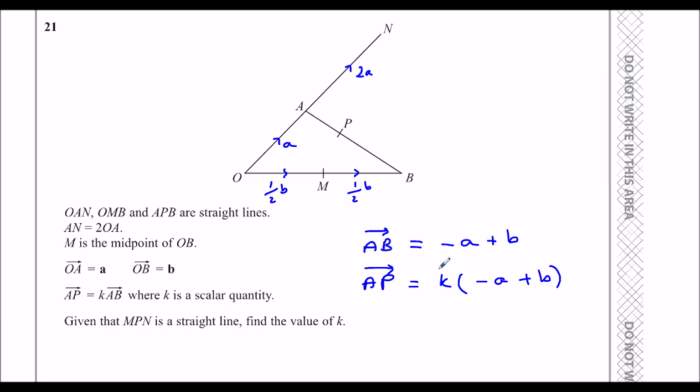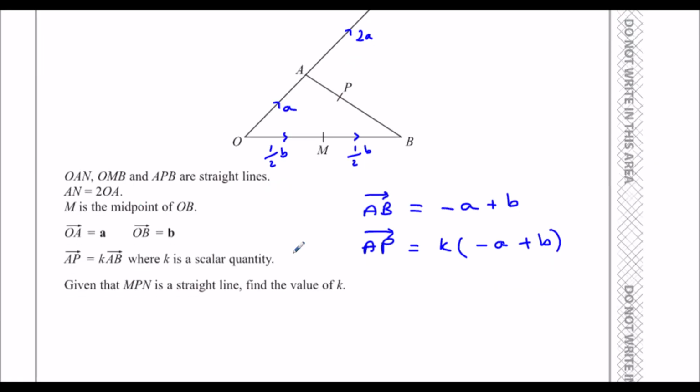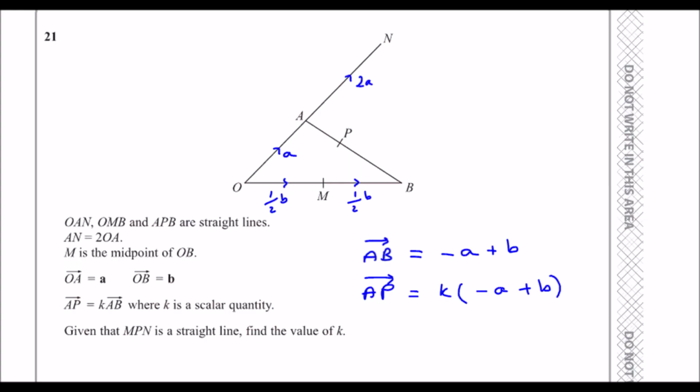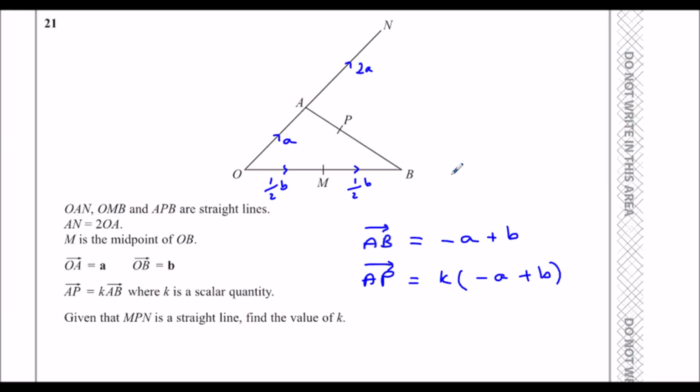That's what we're working out. We're working out k, given that MPN is a straight line. So we can work out M to N, or N to M, either one. Does it make a difference? Probably not. I'll go N to M. So N to M is, we've got minus 2A minus A, so minus 3A plus half a B.